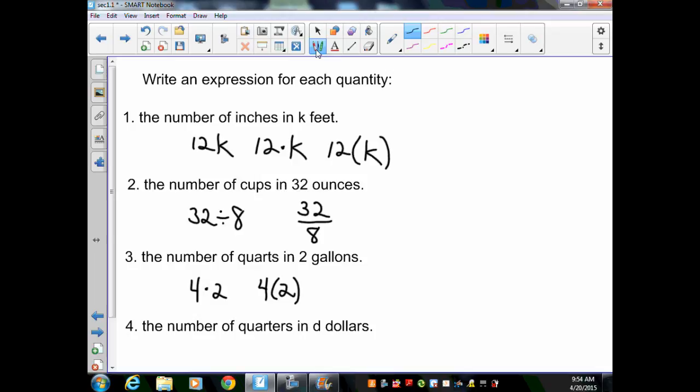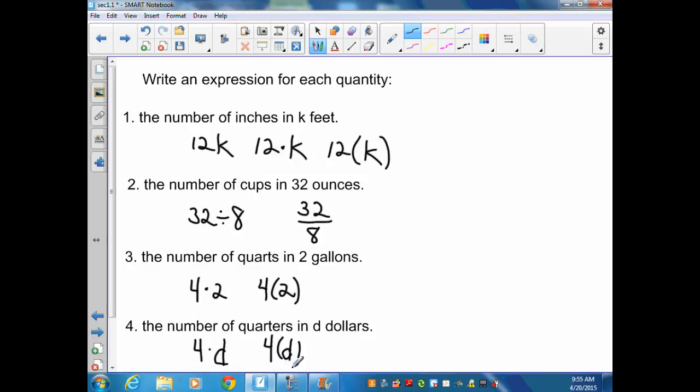Number 4, the number of quarters in D dollars. I know there are 4 quarters per dollar. Therefore, I can write this as 4 times D. I can also write that as 4D. And this would mean for every $1 I have, I would have 4 quarters. 4 times 1 is 4 quarters. If I have $3, 4 times 3 would be 12 quarters.